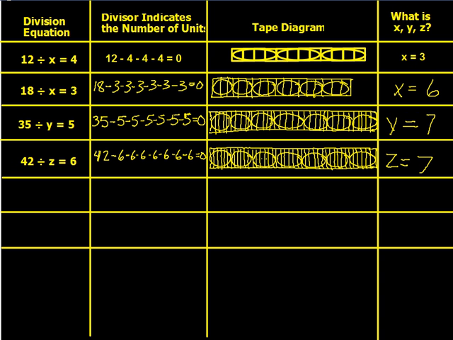So how'd you do? Very similar to the last time, except of course this time the divisor indicates the number of units here. And we can see that the work is very similar, but the groupings changed just a little bit. So check your work for accuracy. If you have any mistakes, go ahead and correct them. If you have any questions, let me know. Otherwise, we'll go right on to the next exercise.